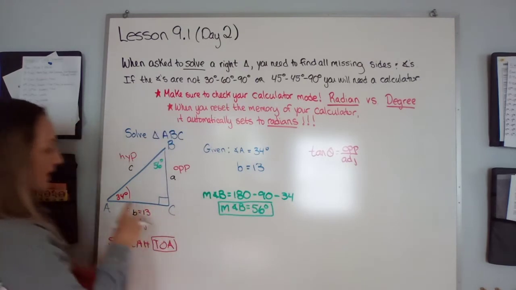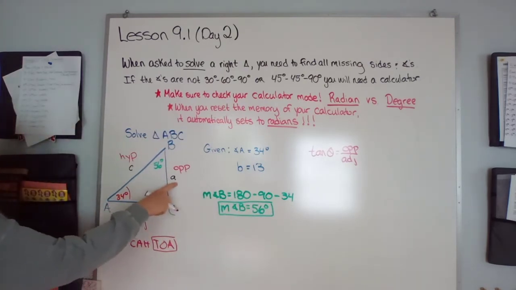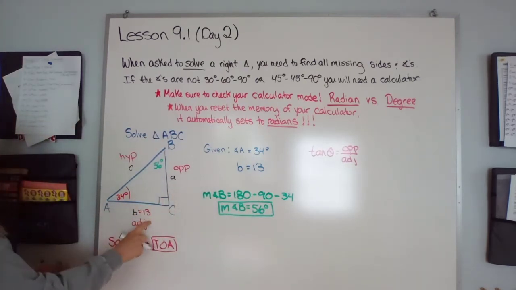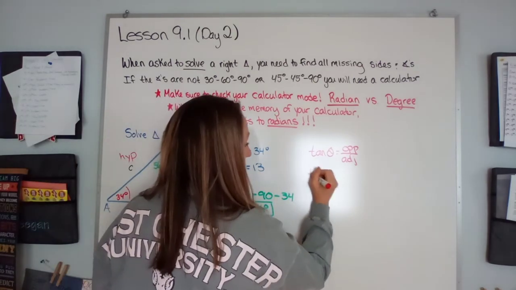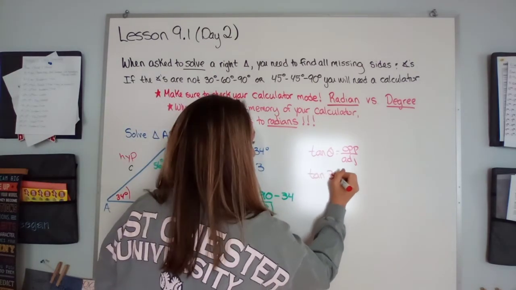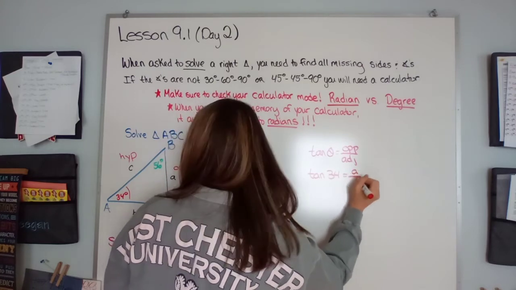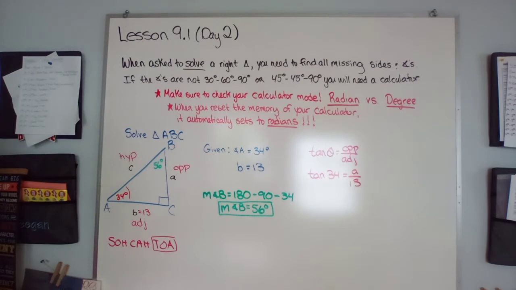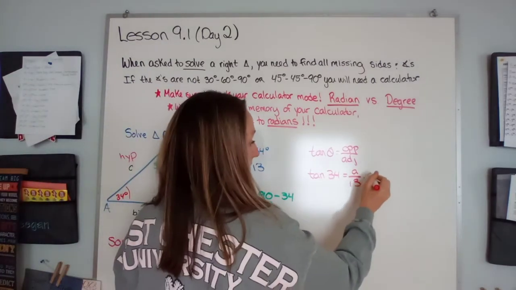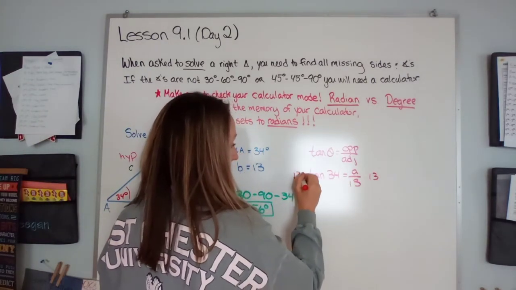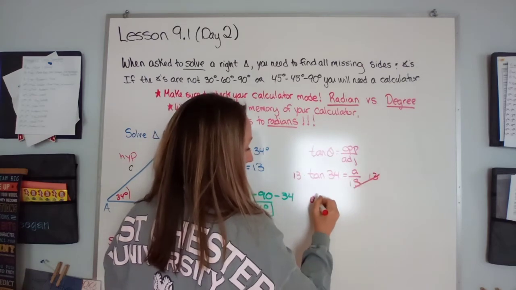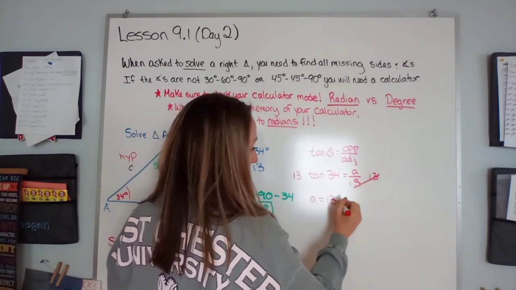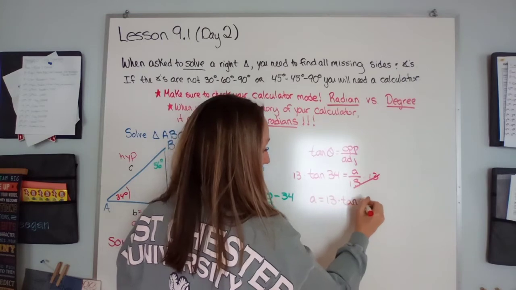Well, theta is the angle. Opposite, I don't know. I'll leave it as A. Adjacent is 13. So it's tan of 34 equals A over 13. And if this seems like review, it is. You guys did this in geometry last year. All right. In order to get A by itself, I'm going to multiply both sides by 13. All right. So A is going to equal 13 times tan 34.